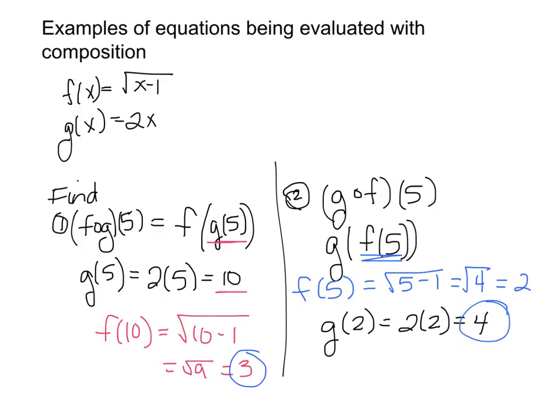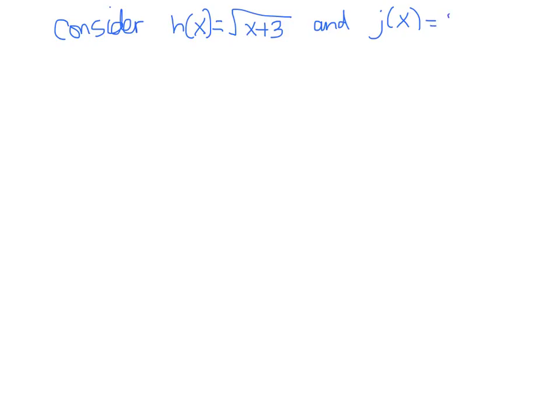The next thing we want to think about is how does composition affect the domain? So we are going to look at two different functions. Let's consider h of x, which is equal to the square root of x plus 3, and j of x, which is equal to 3x. So let's first find what h composed with j of x is. H composed with j of x.